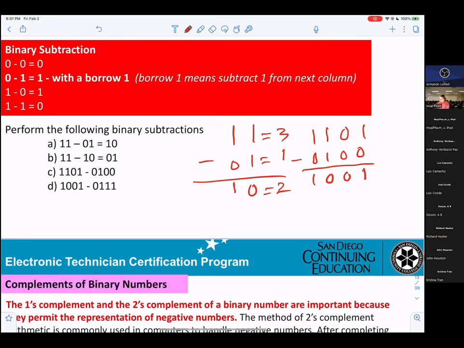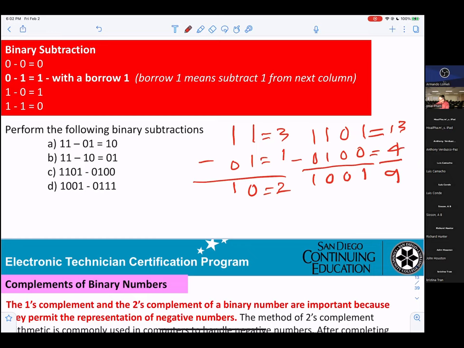Let's see. In a decimal, what number is 1 1 0 1? You know what the decimal number for 1 1 0 1 is? I think 13. And 0 1 0 0, what number? 4. 13 minus 4, you get 9. 1 0 0 1 is 9.